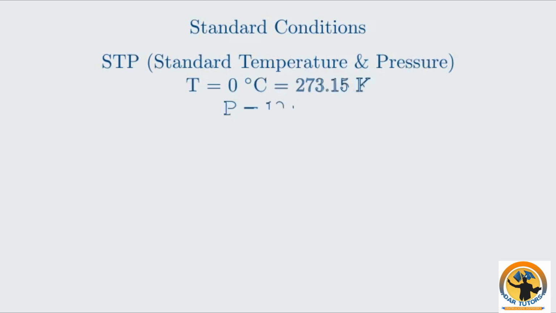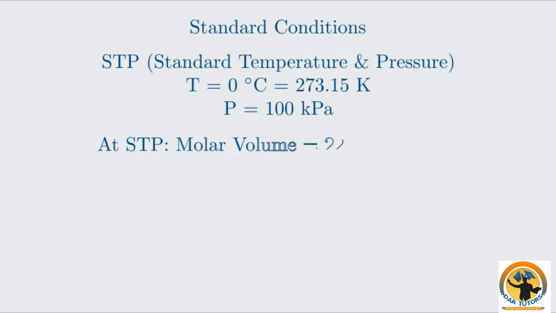Before we work through some examples, let's review the standard conditions often mentioned in gas problems. There are 2 main sets of standard conditions you need to be aware of: STP and SATP. STP, or standard temperature and pressure, is defined as 0 degrees Celsius or 273.15 Kelvin and a pressure of 100 kilopascals. At STP, a very useful constant emerges, which simplifies many calculations. At STP, the molar volume of an ideal gas is 22.7 cubic decimeters. This means 1 mole of any ideal gas will occupy 22.7 cubic decimeters of space. We can convert between volume and moles using this value.